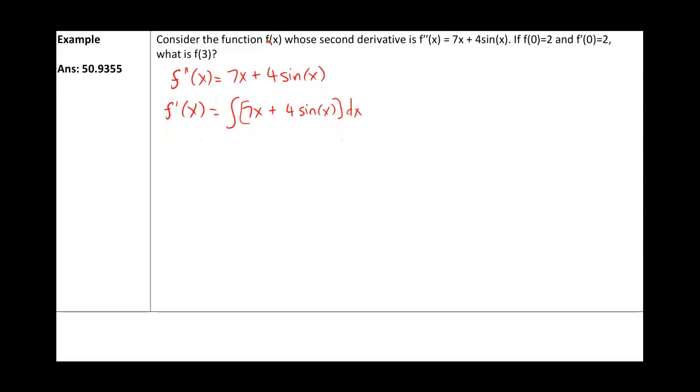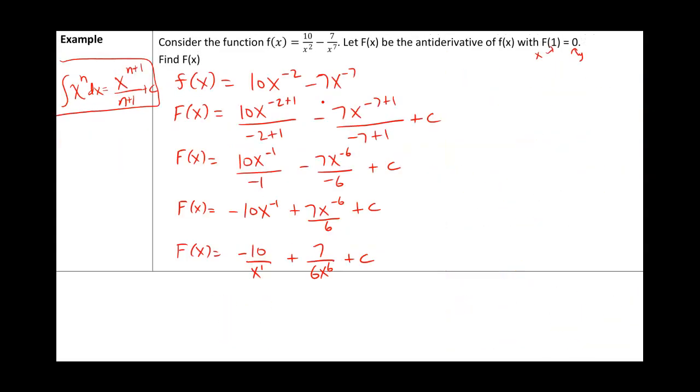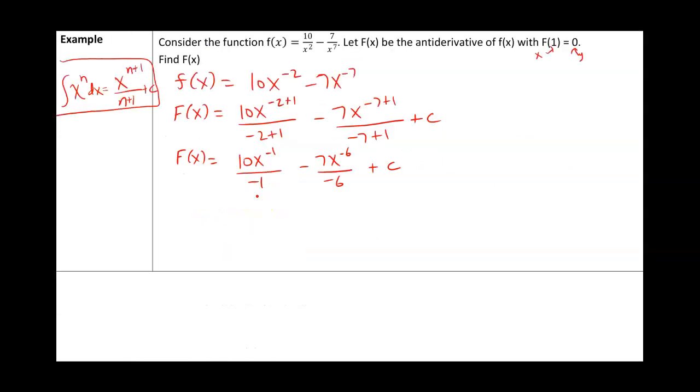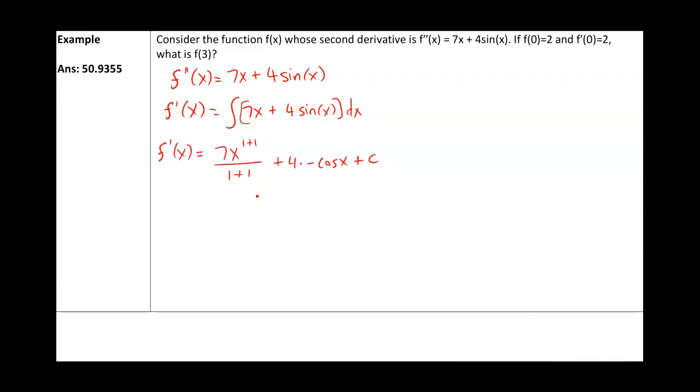So let's start with the second derivative, which is 7x plus 4 sine of x. That is the second derivative. So the first derivative will be the integral of that second derivative. Now, for 7x, all we're going to be using is the power rule for integrals. So that'll be 7x to the 1 plus 1 over 1 plus 1. And then the integral of sine of x, we can go back to that list of trigonometric integrals, which is over here. The integral of sine of x is equal to negative cosine of x, plus c, of course. So let me write that down on the side so we can reference it.